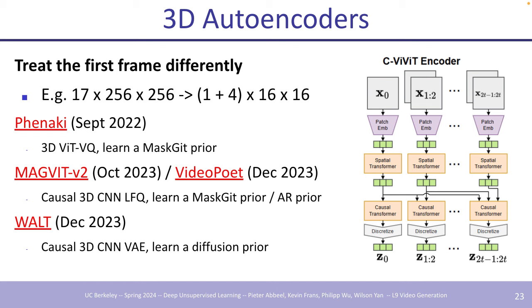I guess in this class we didn't really talk about masked priors. It's kind of like a discrete diffusion thing, not exactly. And then with autoregressive models, people have explored using these methods, and WALT is a diffusion model. Yeah. Oh, sorry.